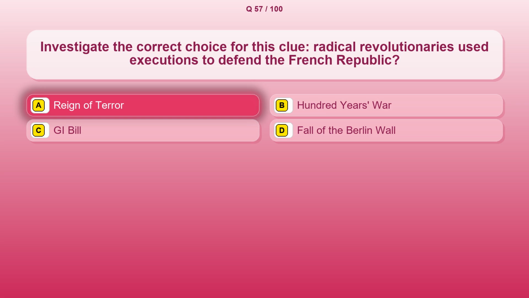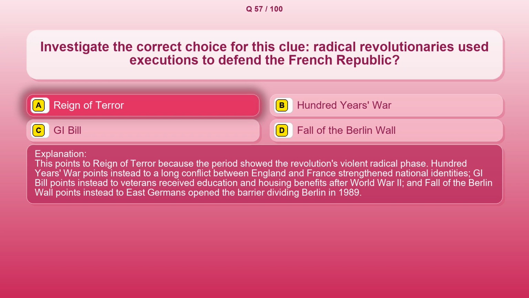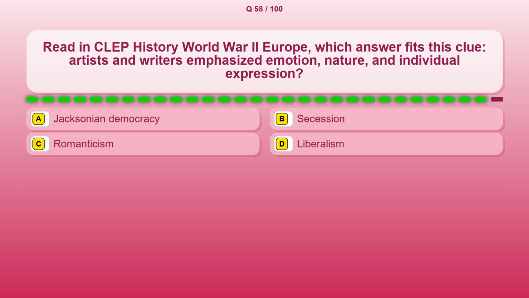The correct answer is option A, Reign of Terror. This points to Reign of Terror because the period showed the revolution's violent radical phase. 100 Years' War points instead to a long conflict between England and France strengthened national identities. GI Bill points instead to veterans received education and housing benefits after World War II, and Fall of the Berlin Wall points instead to East Germans opened the barrier dividing Berlin in 1989. Question 58.